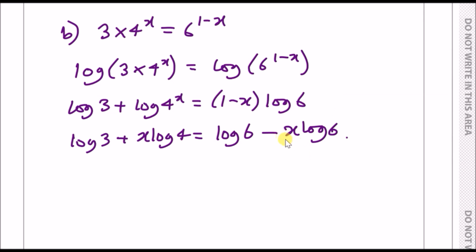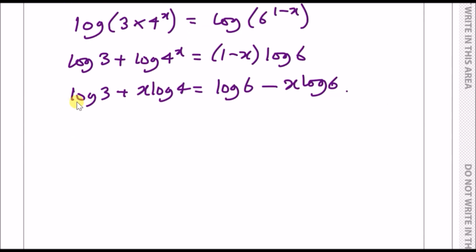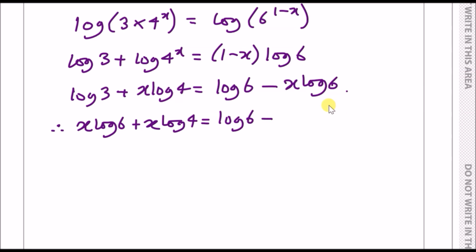Now all you want to do is literally move the x terms to the left and the non-x terms to the right. So I'm going to add x log 6 across and subtract log 3. So this means you're going to get x log 6 plus x log 4. And on the right, you now have log 6 minus log 3. Okay. So on the left hand side, we can now isolate the x by factorizing it out here.